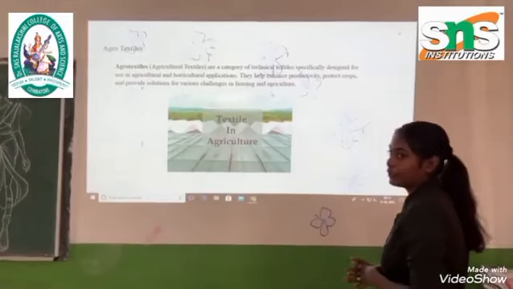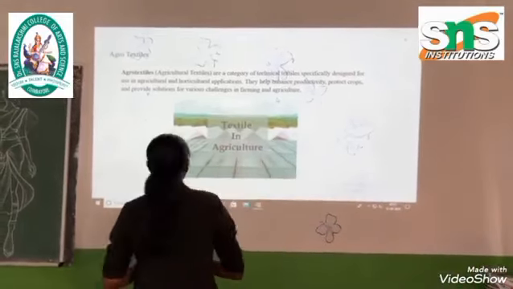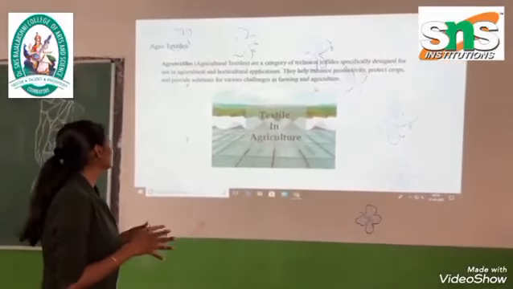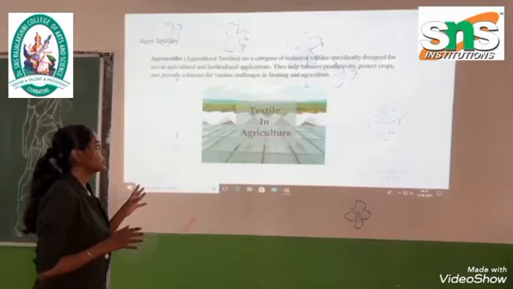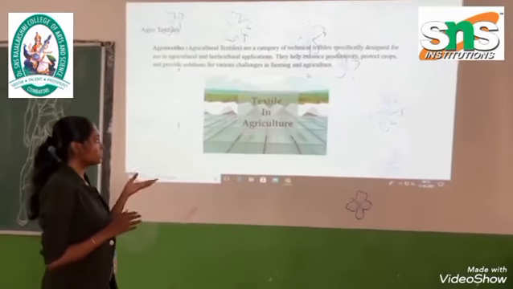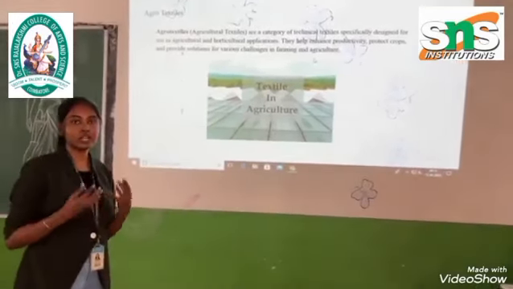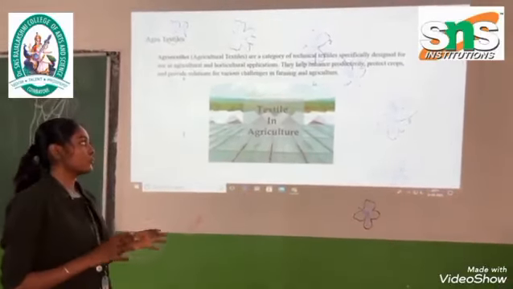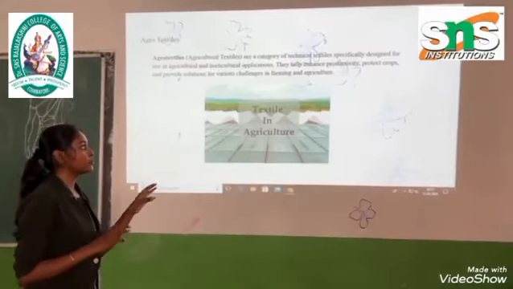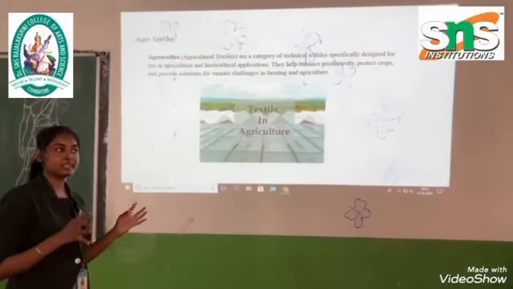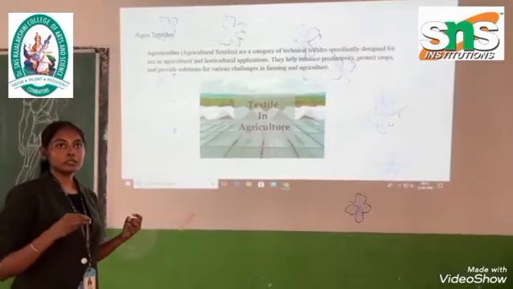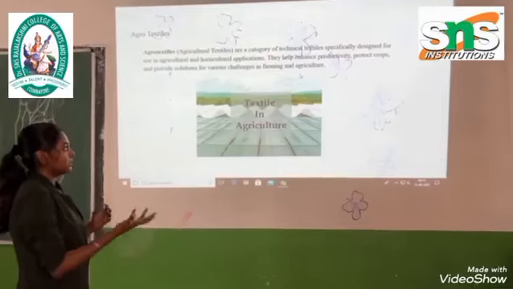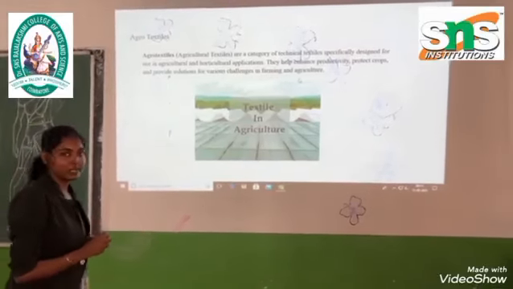So the first one is Agrotech. Agrotech is the category of technical textile specifically designed for use in agriculture or horticulture applications. It is mostly used to enhance productivity and protect the crops from various disorders like insects, birds and nature's hazards, where agriculture or farming has challenges.